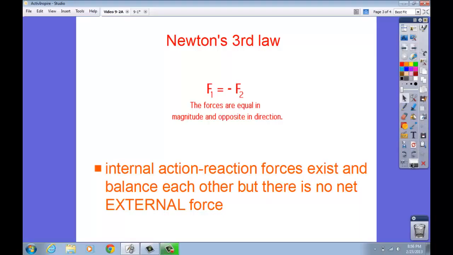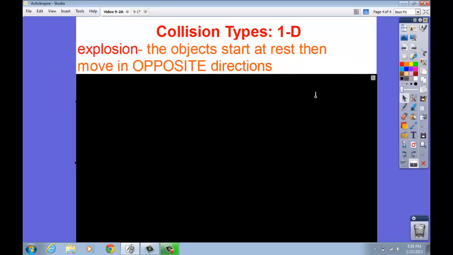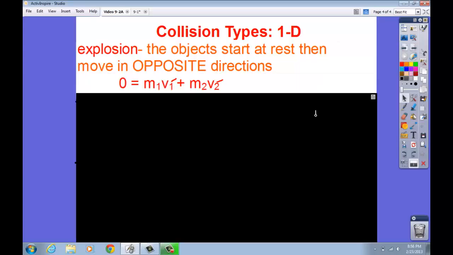And the first type that we're going to look at is what is called an explosion. And in an explosion, the objects start at rest and then they move in opposite directions. It doesn't have to be an actual explosion. If we put two ice skaters on ice and then we have them put their hands together and on the count of three push away from each other, that is considered an explosion.